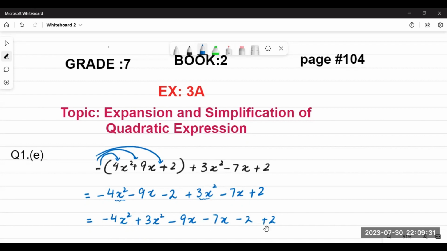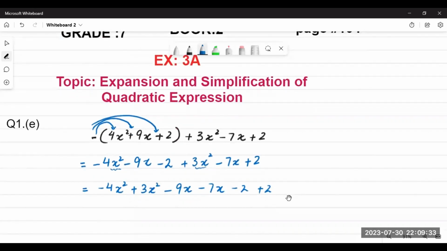Now the next step is that we have to simplify them. How to simplify them? As you can see over here, both these values have the variable x square and the coefficients. One coefficient is negative 4, one coefficient is 3. When I want to simplify these two terms, I have to just simplify the coefficients. So minus 4 plus 3 is minus 1. As we are not writing minus 1, I'm just going to write it as minus x square.